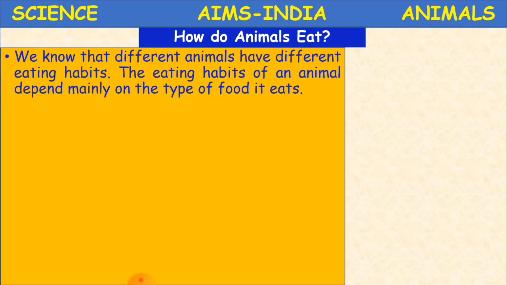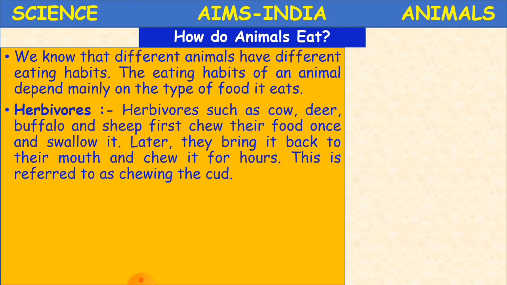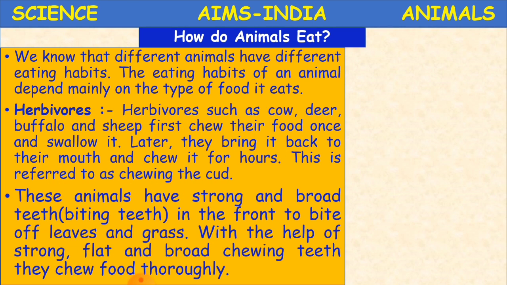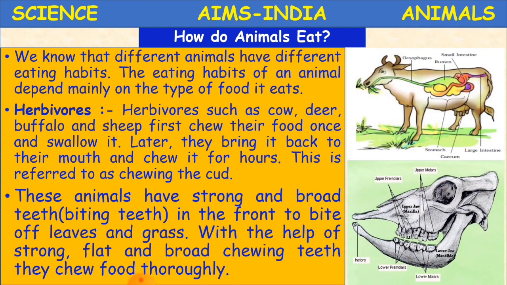How do we eat, children? We eat with the help of our teeth. In the same way, animals eat with their different types of body structure, so we'll learn that now. We know that different animals have different eating habits. The eating habits of an animal depend mainly on the type of food it eats.